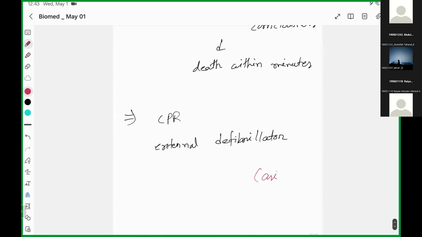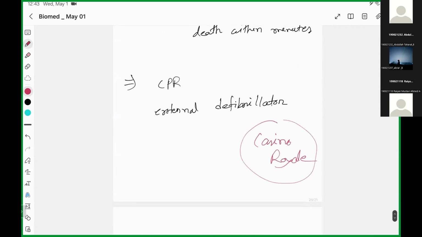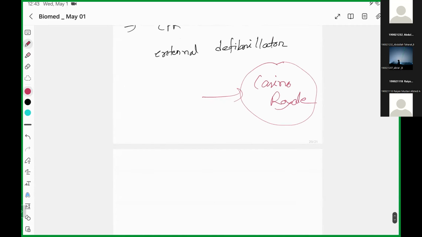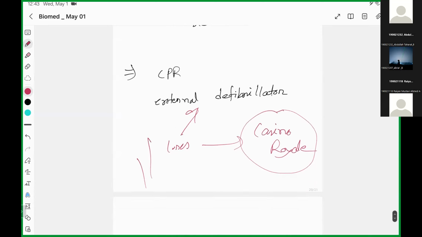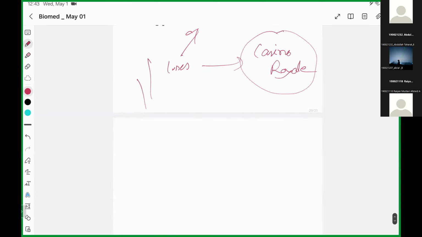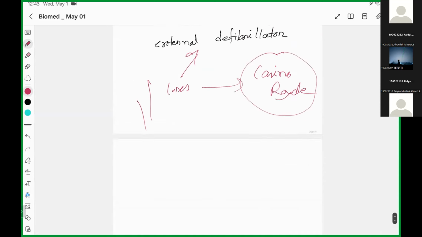Did you guys see Casino Royale? Casino Royale, James Bond. In the Casino Royale movie, there is a scene where James Bond is poisoned, so he starts to lose consciousness, and he uses an external defibrillator to pump the blood at the right moment. So there is a scene that's related to this. So this is your ventricular fibrillation. This can happen from some drug toxicity or cardiovascular disease.